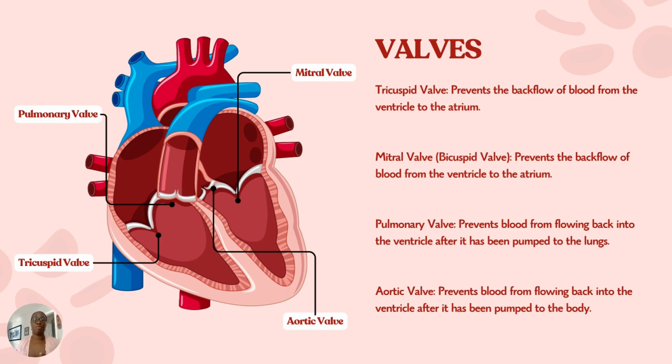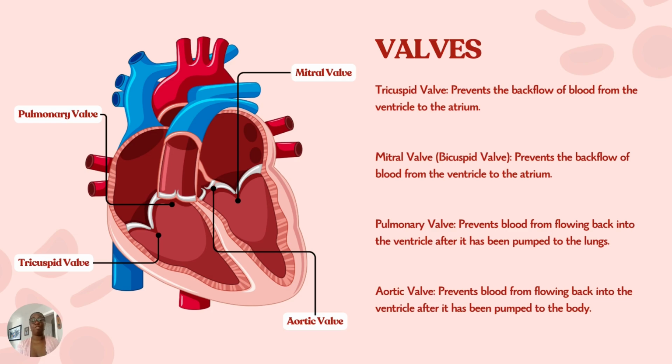The valves of the heart are important because they are what control the direction of blood flow in the heart. And there are four valves. There is the tricuspid valve, the mitral valve, the pulmonary valve, and the aortic valve. And the tricuspid valve is what separates the right atrium from the right ventricle. And its purpose is to prevent the backflow of blood from the right ventricle back into the right atrium.